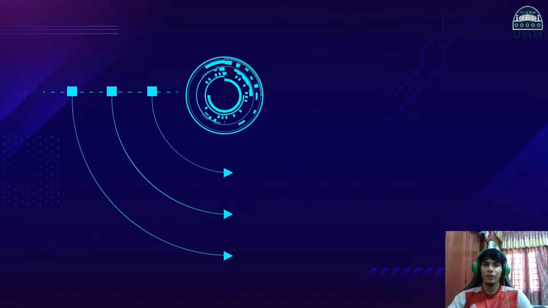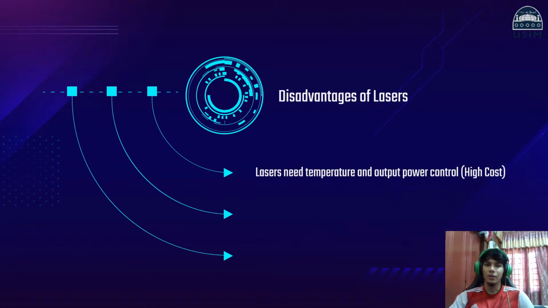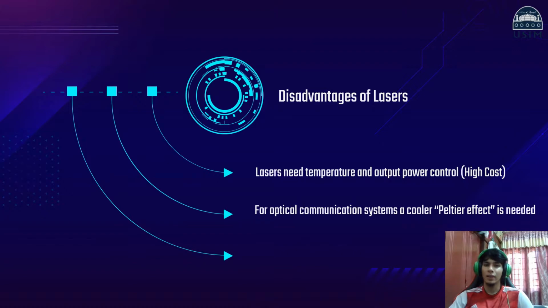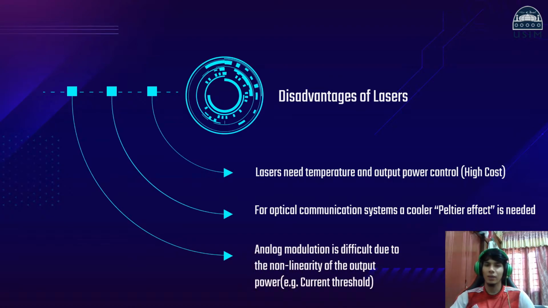Okay, so next we move to the disadvantages of the laser. The first one is laser need temperature and output power control, which is high cost, and the second one is for the optical communication system, a cooler Peltier effect is needed, and the last one is analog modulation is difficult due to non-linearity of the output power.